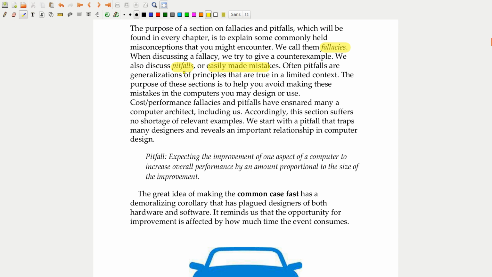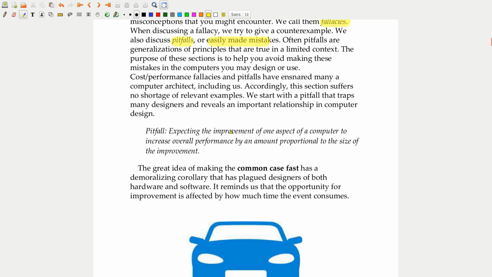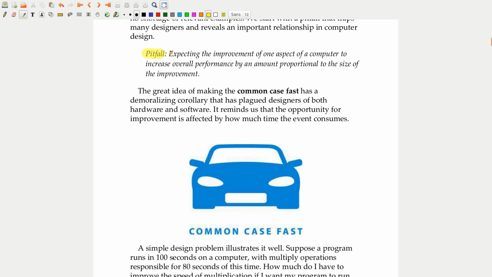Pitfalls are generalizations of principles that are true in a limited context. A lot of times people will extrapolate them to something huge when it doesn't relate that way. So first we'll start off with the first pitfall: expecting the improvement of one aspect of a computer to increase the overall performance by an amount proportional to the size of the improvement. The great idea of making the common case fast has a demoralizing corollary that has plagued designers of both hardware and software. It reminds us that the opportunity for improvement is affected by how much time the event consumes.